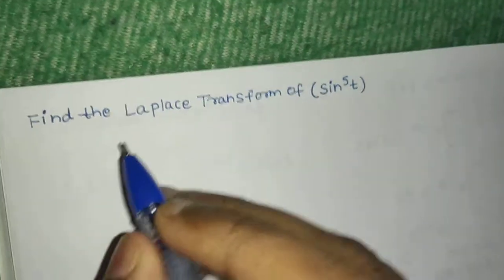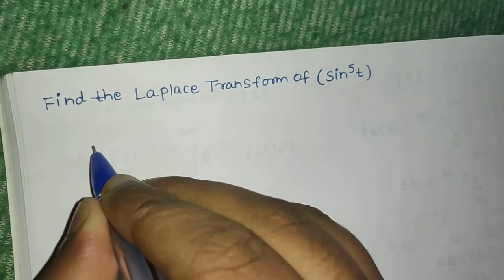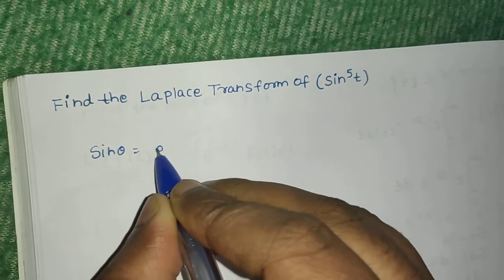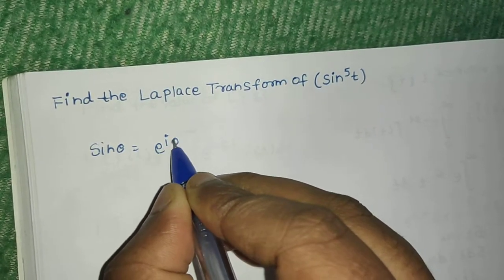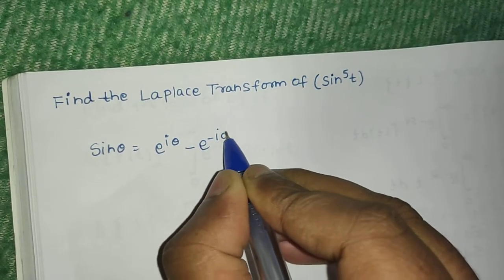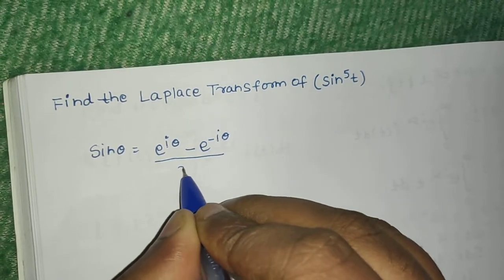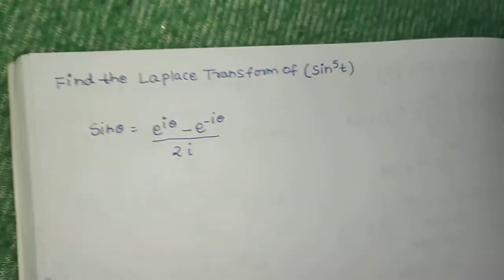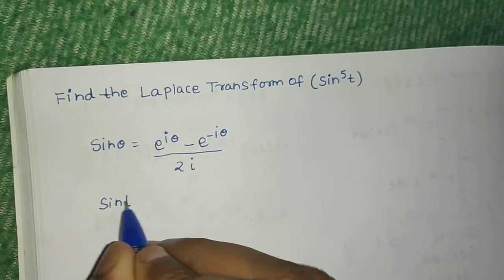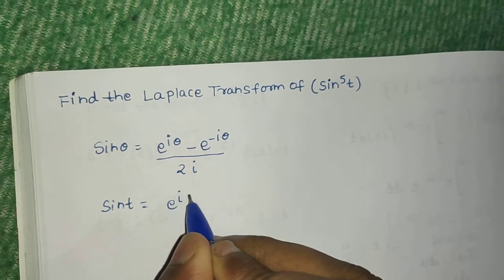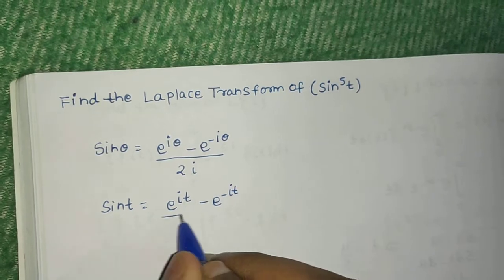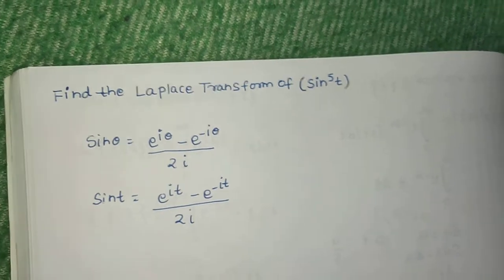For that, you know that sine of theta is e power iota theta minus e power minus iota theta divided by 2 iota. So we can similarly write this for sin t also. This will be e power it minus e power minus iota t divided by 2 iota.